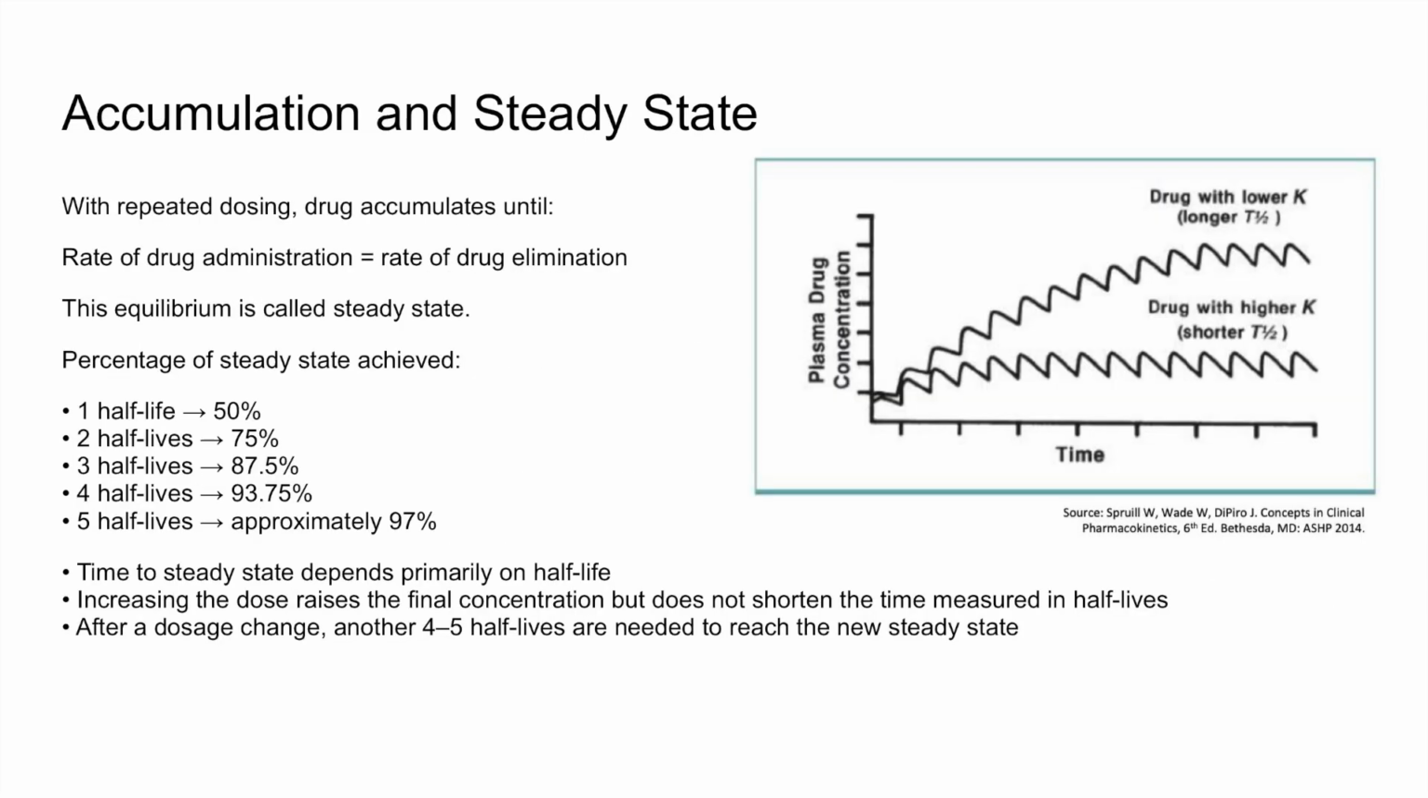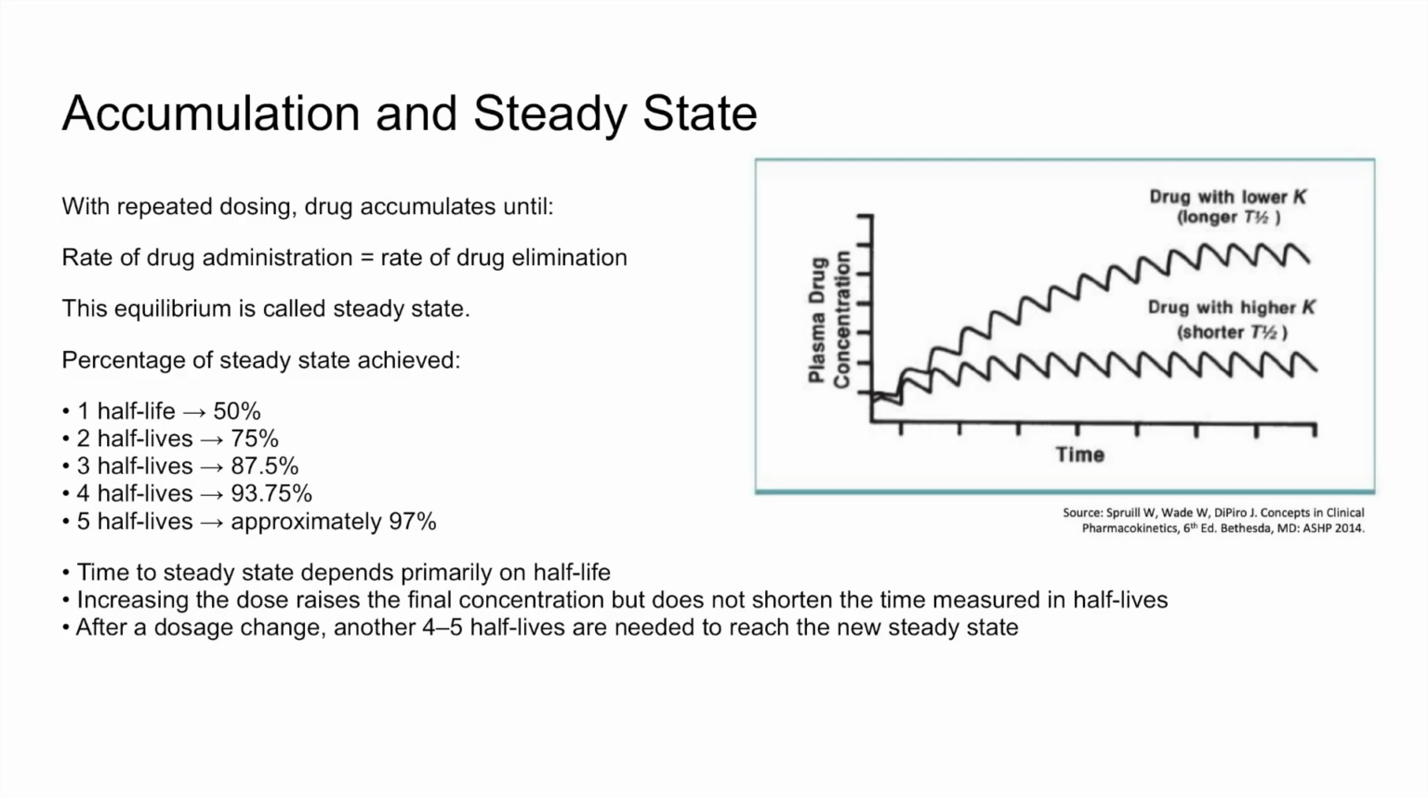All right, so accumulation and steady state. With repeated dosing, some drug remains when the next dose is administered. Concentration, therefore, accumulates until the rate of drug administration equals the rate of elimination. This equilibrium is called steady state.